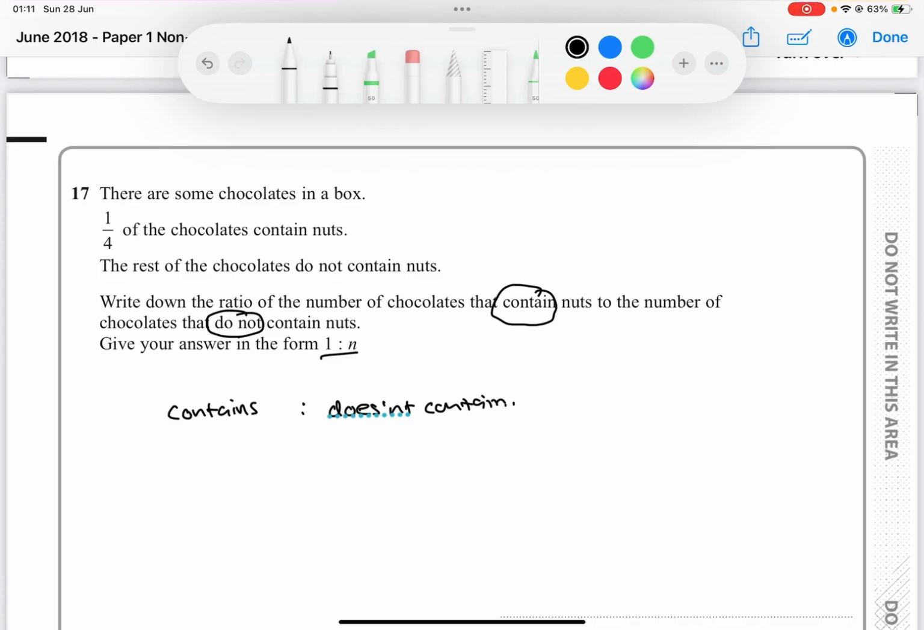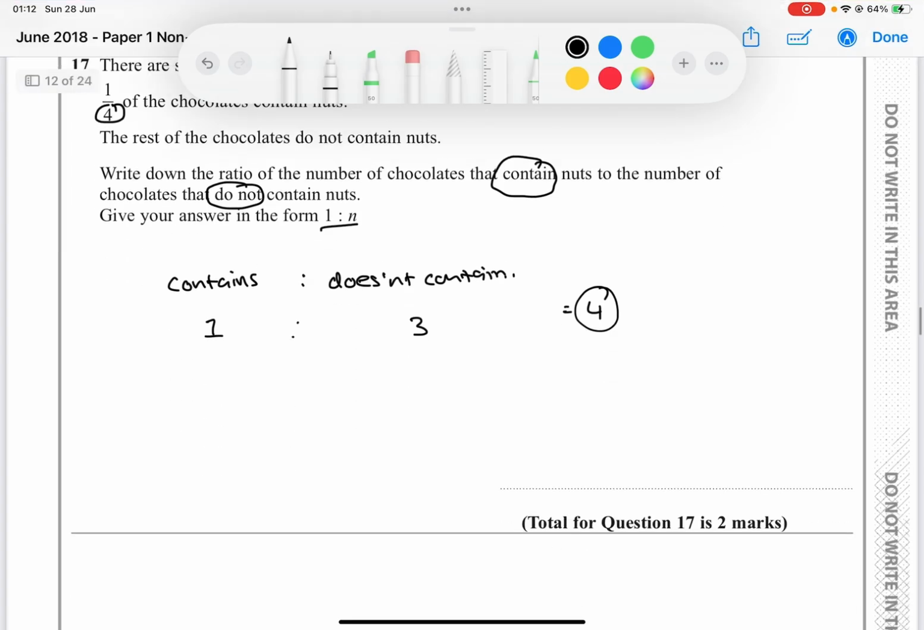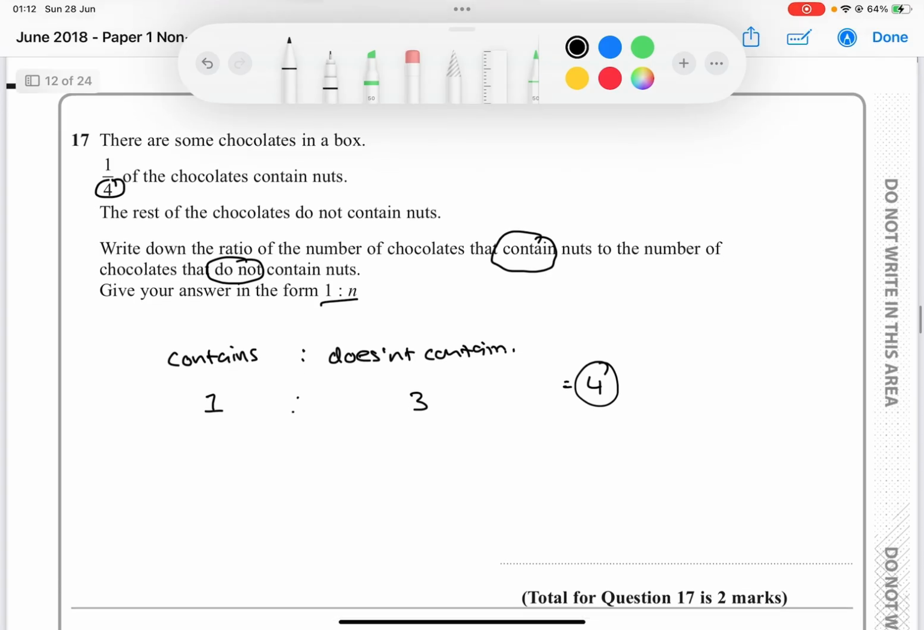I know that a quarter of the chocolates contain nuts. So this means that 1 out of 4 contain nuts, okay? So 1 out of 4 contain nuts. That means the other 3 must not contain nuts. There we go. And that's our answer, because the total number is 4. So what I need to add to go from 1 to 4 is 3. So 3 do not contain nuts. Fairly simple question. Sorry, 2 marks.